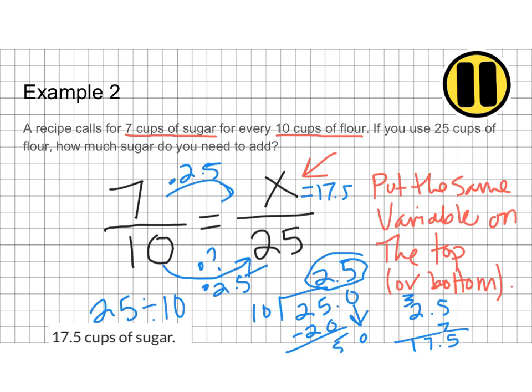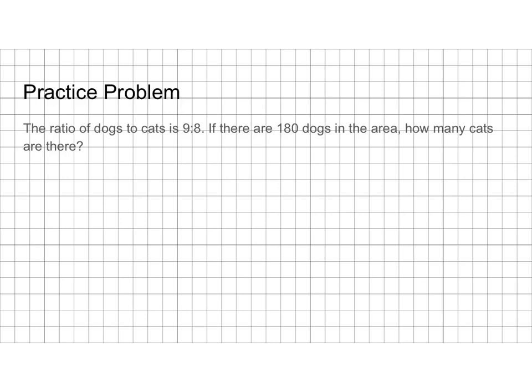All right, now it's time for your practice problem. If the ratio of dogs to cats is 9 to 10 in a given area, and we know that there are 180 dogs around, then about how many cats are there? Set up your ratio. Make sure to be really careful about where you put dogs and cats to keep it the same on both sides of the equal sign. And then solve for the missing variable. We'll check this in class tomorrow.